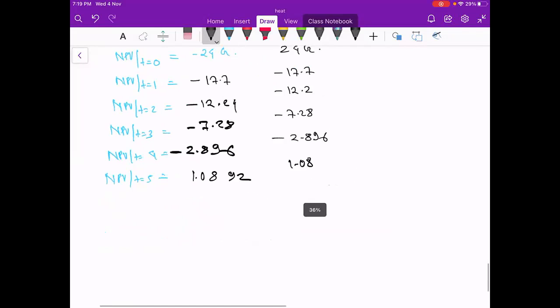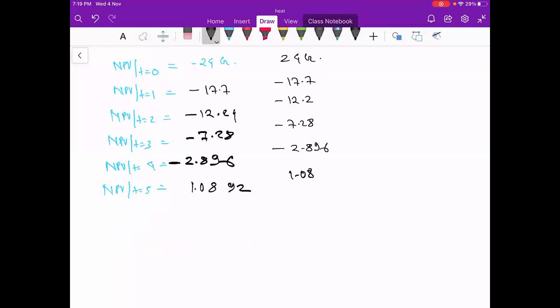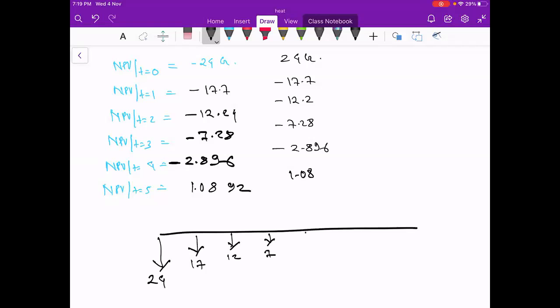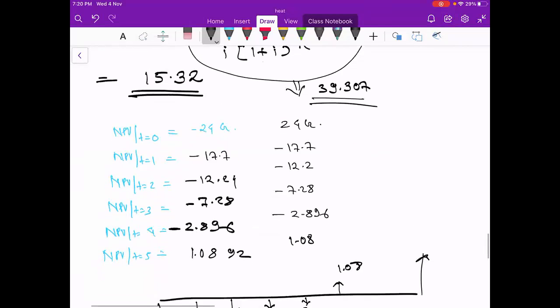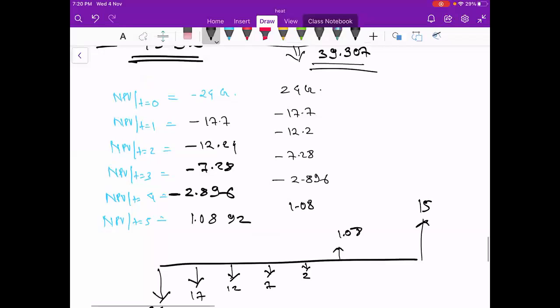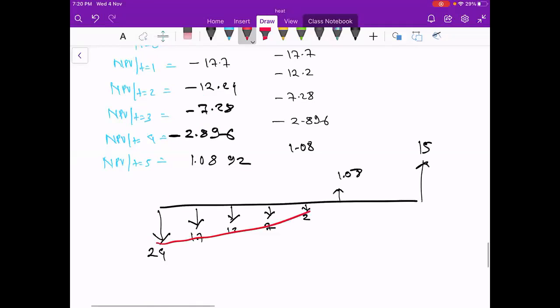So if you do the analysis of how it is going on, see here. Initially it is 24 crore negative. Then it is 17, then 12, then 7, then 2. Now it comes upward to 1.08, and at the final we have calculated it, that is 15. So your graph is going like this. In between the fourth and fifth year, it becomes intersected.